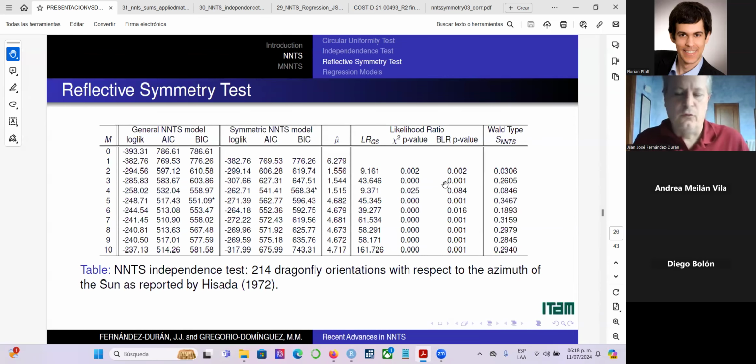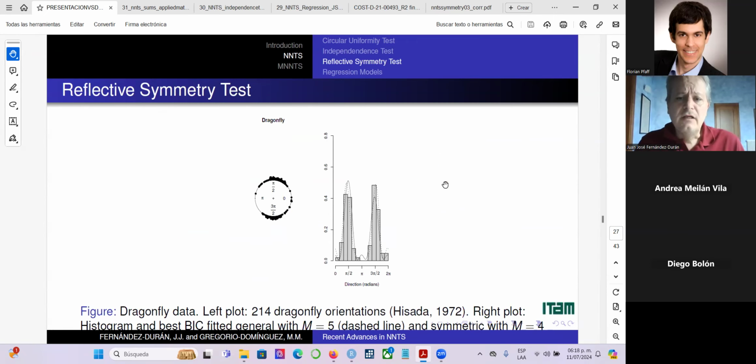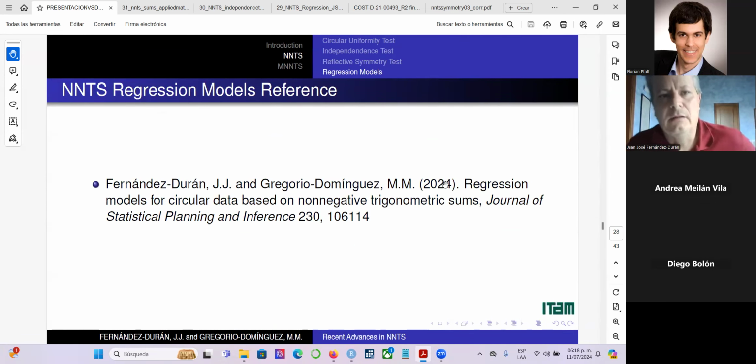For all the other cases, you clearly reject the null hypothesis, and this exemplifies that it's very important to define the M for which the hypothesis of reflective symmetry is going to be tested. Here is the original data set of dragonfly orientations, and you see the histogram of the orientations and the best symmetric and the best non-symmetric model. And you can see the difference in considering symmetric and non-symmetric models. Then we extend the model to be able to make regression models and time series models.